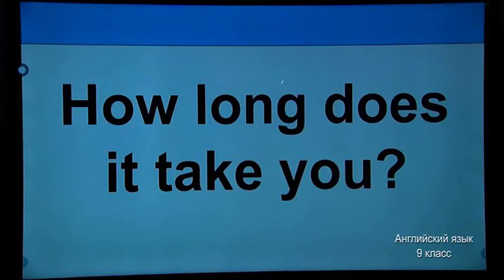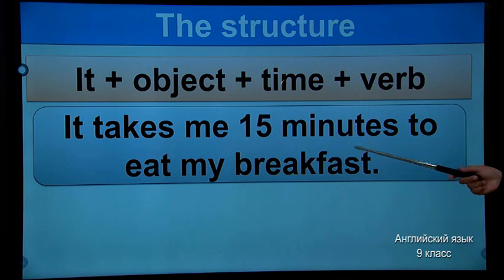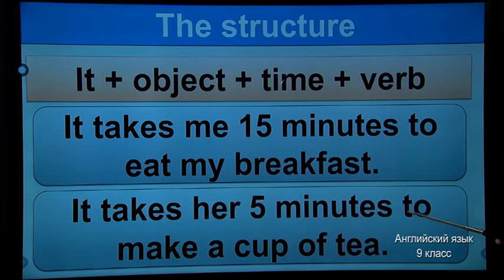How long does it take you? Today we have to learn how we can answer this question. We have structure: it plus object plus time and verb. For example, it takes me 15 minutes to eat my breakfast. The second example, it takes her 5 minutes to make a cup of tea.